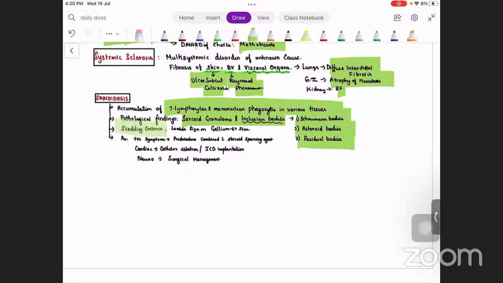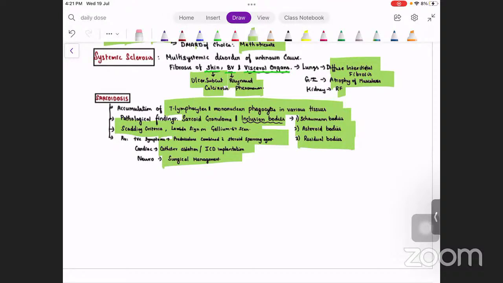Scadding criteria and lambda sign on gallium-67 scan. The treatment of choice for positive symptoms is prednisolone combined with a steroid-sparing agent, along with cardiac catheter ablation or ICD implantation, and neurosurgical management is required for sarcoidosis.